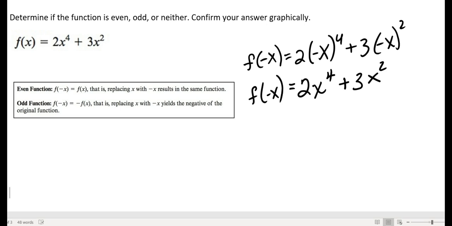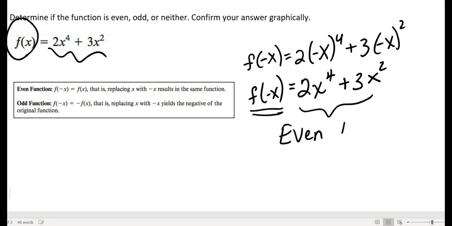So we know that a negative x raised to the fourth power, well, that's a negative times a negative times a negative times a negative. So that's going to give me a positive. Similarly, negative x squared will also give me a positive. So you can see that f at negative x is the same as f at positive x. They have the same value now. So since f at negative x is equal to f at x, we know this is an even function. So I always check that one first. And if it's not even, then I try odd.